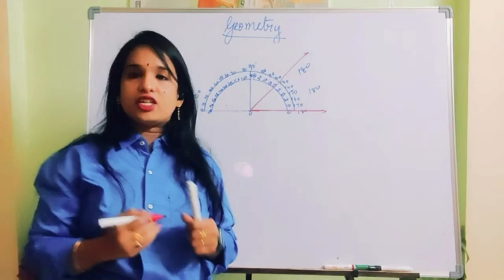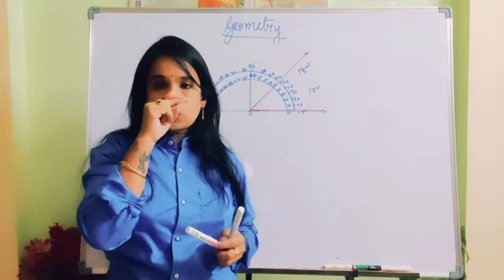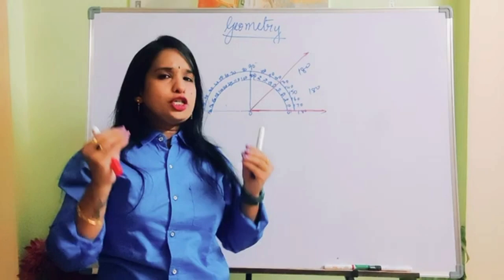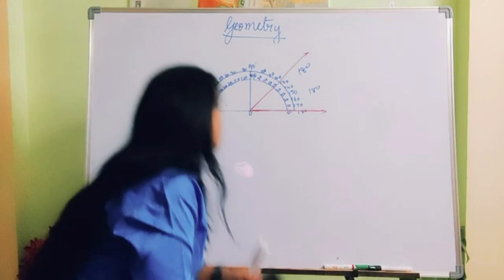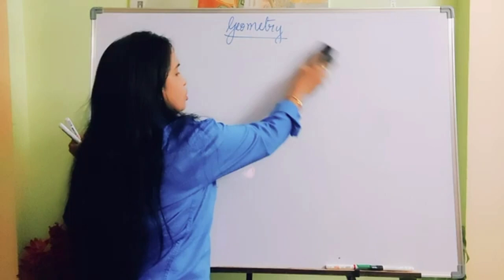Well, let us come back to our geometry part 3. We have understood something called lines, right? We have also understood that some angles are formed. Today, I would like to explain more clearly the types of lines. What are types of lines? Types of lines are nothing but lines formed with two sets or three sets or four sets. So let us understand.